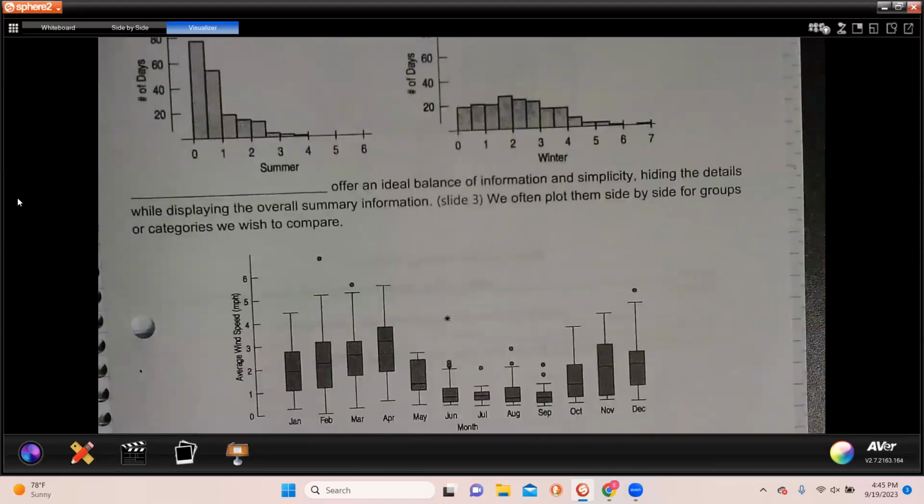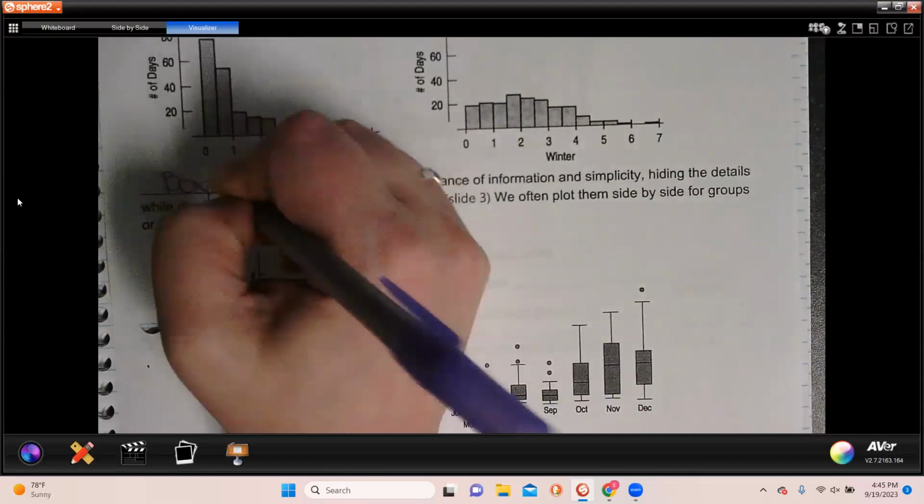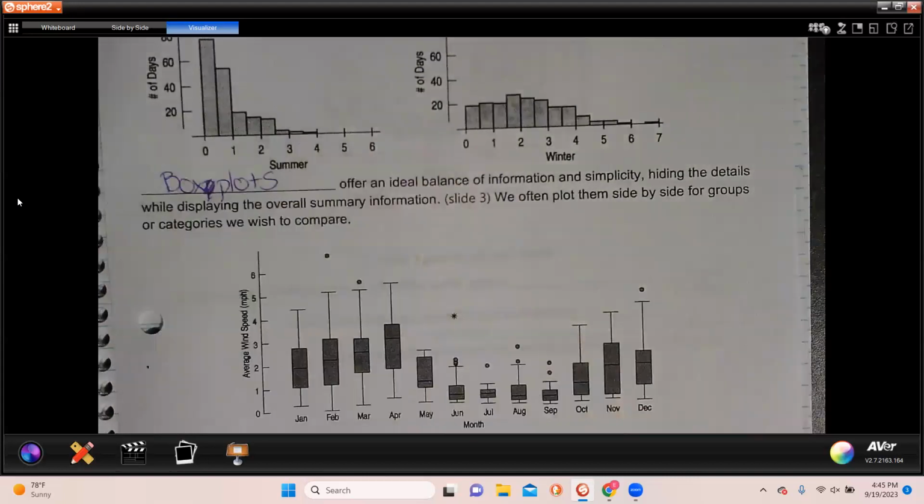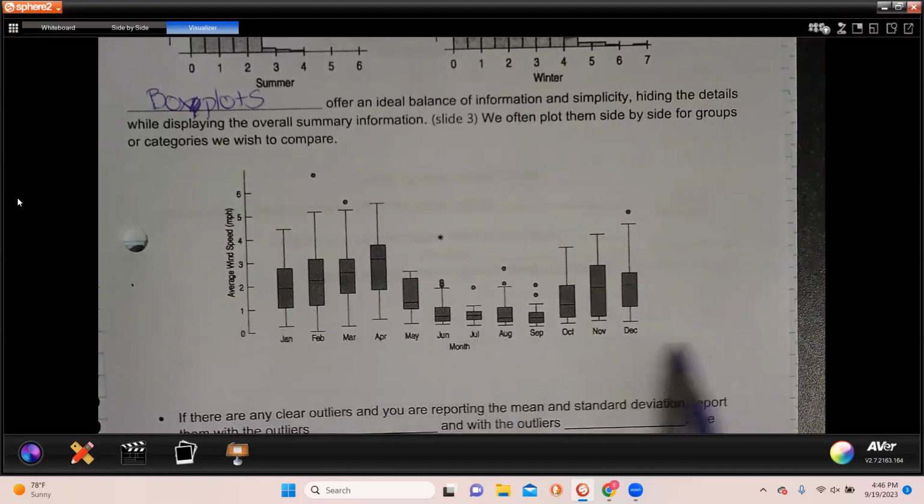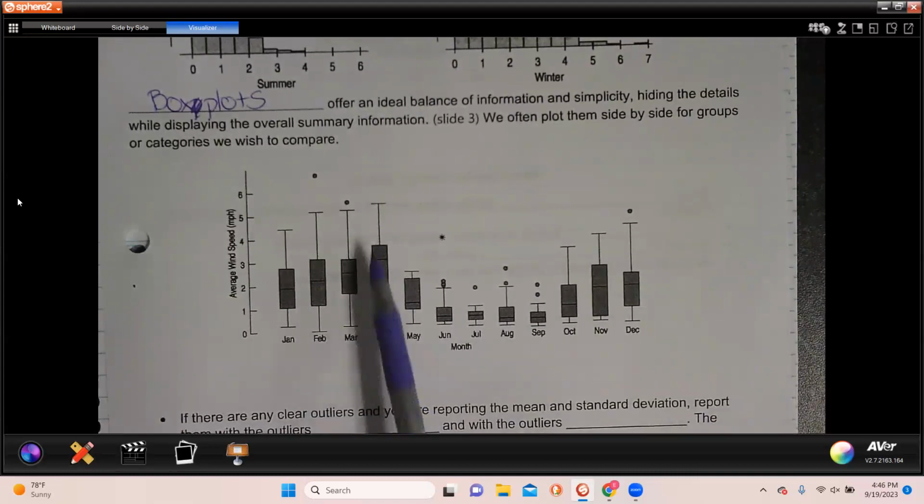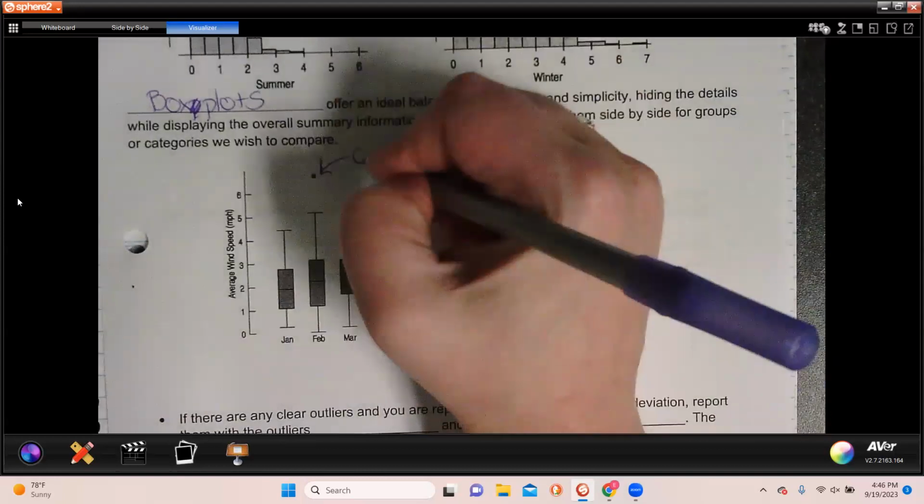So box plots bring those back. Box plots offer an ideal balance of information and simplicity. They hide the details that can be too eye-catching or distracting, while displaying the overall summary of information. We often plot them side by side for groups or categories we wish to compare. So here we go. We can obviously see how much higher April is than the rest, right? We can see that some of these have outliers. If it has an individual dot off to the side, this is an outlier.